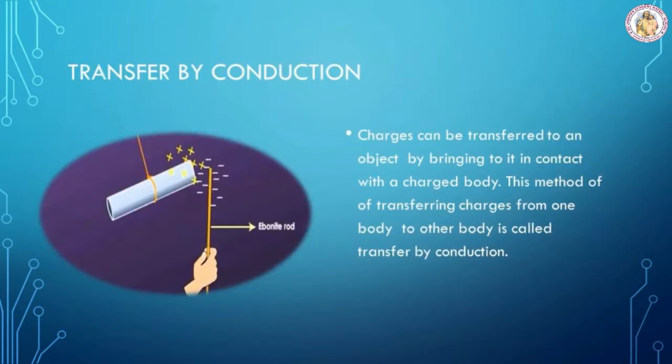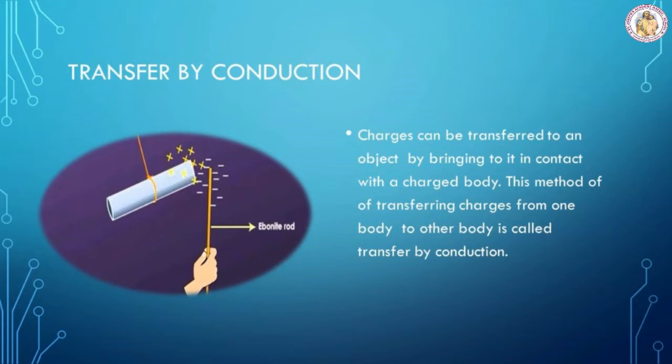Transfer by conduction. This we can understand by a simple activity. Take a sheet of paper, turn it into a hollow cylinder. Tie one end of the cylinder with a silk thread and hang it from a stand. Now take an ebonite rod and charge it by rubbing it with a woolen cloth. Bring this charged ebonite rod near the paper cylinder. The cylinder will be attracted by the rod. If you touch the paper cylinder with the charged rod, you will see the paper cylinder repelling the rod. Can you say the reason?